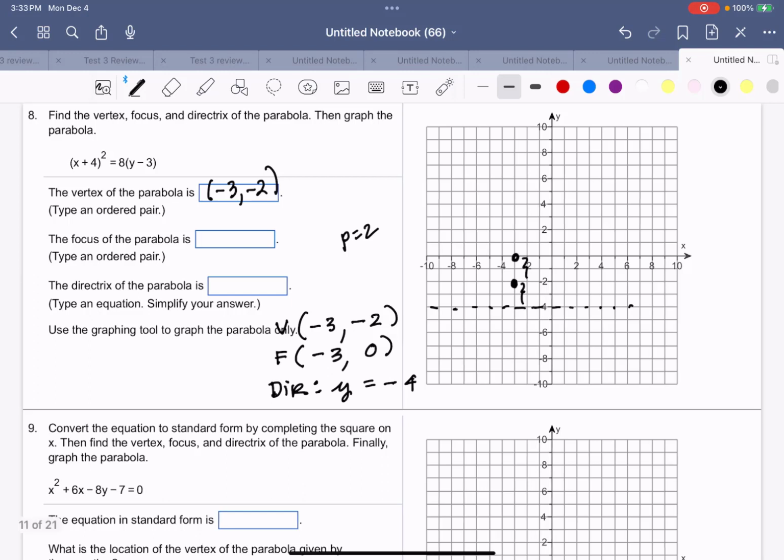Then we got points at x is -7 and positive 1. Those are both 1, 2, 3, 4 from that focus. So we've got our symmetry there. And then we can kind of draw in our sketch to look like that. So our focus, I'm going to fill it in, -3, 0, and our directrix y equals -4.